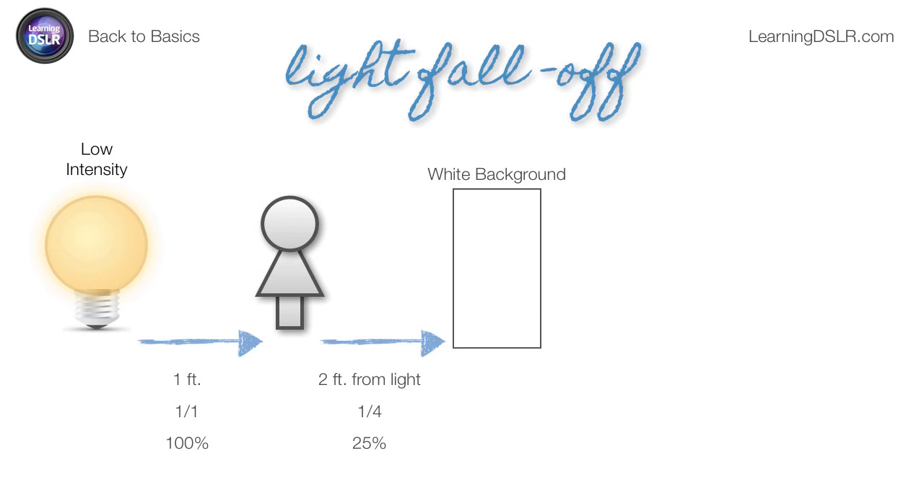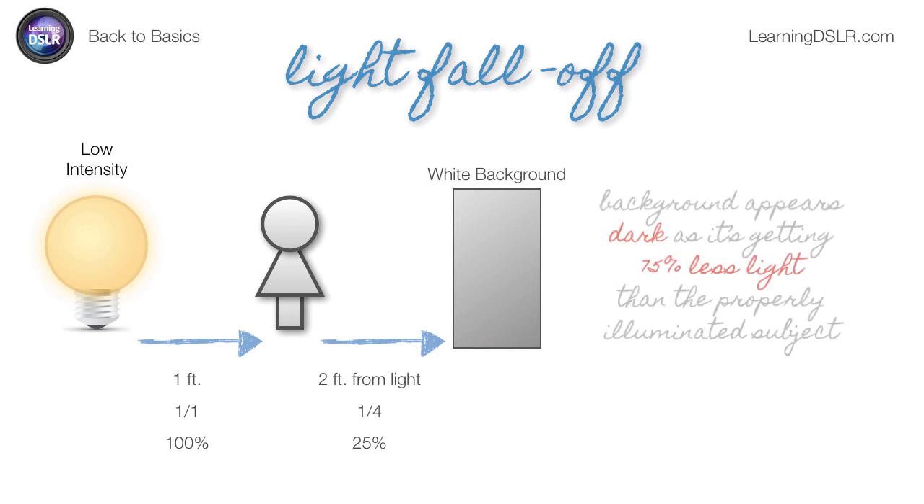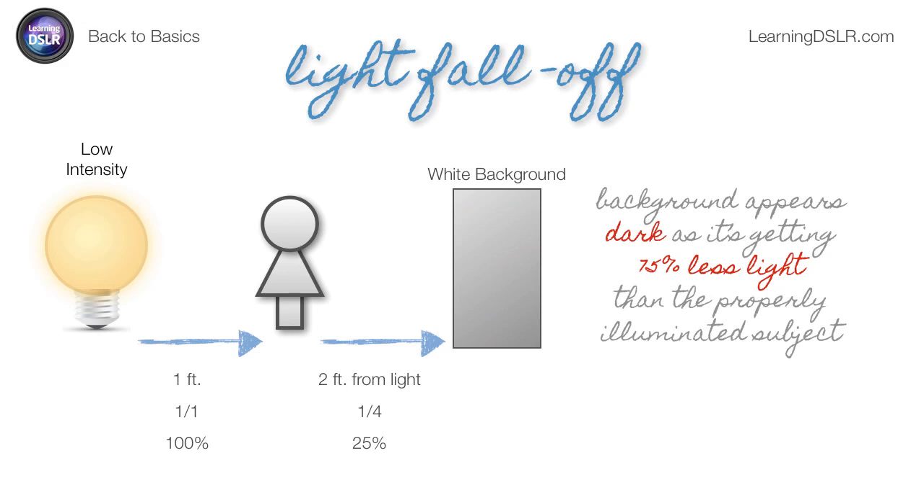They're well lit. But right behind them, only 1 foot away, is a white background. But what's going to happen to that white background is that it's not going to register as white in your photograph. It's going to show up as gray. Why? Because the well-lit subject has all the light you want, but just 1 foot further, because you've got the light source so close to the subject, the background is going to get 75% as much light.